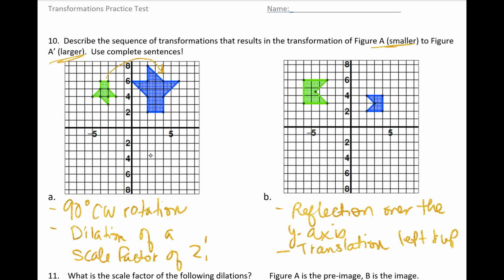Y'all, we went from a side of 2 to a side of 3. It's new over old. The new side is 3. The old side is 2. So then it's a dilation of what? New. 3 halves. All right, that's that.